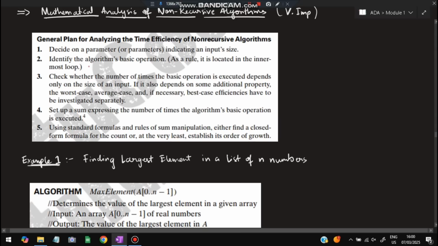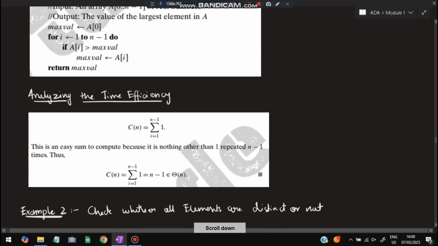Okay, after you have calculated how many parameters are there, and how much time it's taking for the basic operation, then we'll check how many times that operation is being called. Okay, if it is a single for loop, n times it will be called, double for loop, n square times, triple for loop, n cube times. Find out those values, then express it as a sum, the number of times the algorithm's basic operation is executed. After that, use some formulas to simplify whatever the mathematical analysis is here.